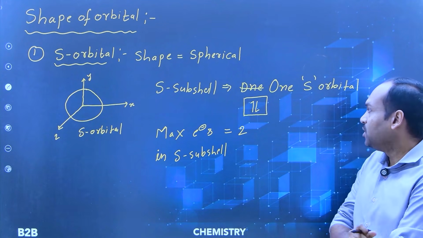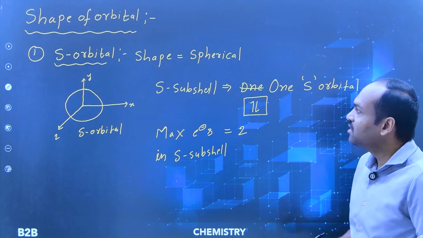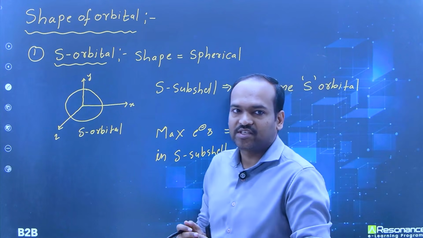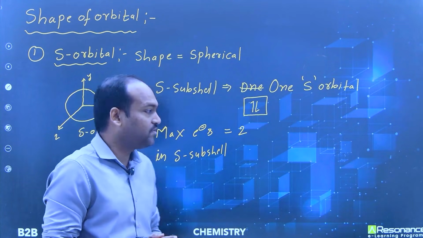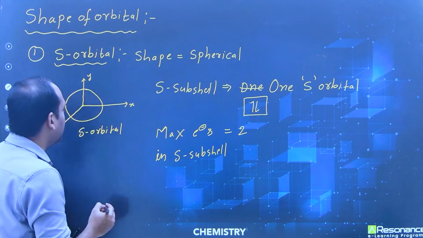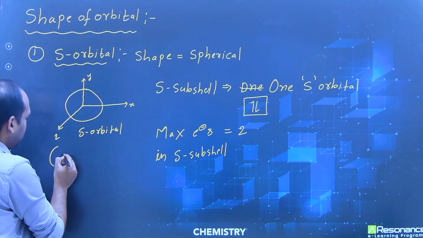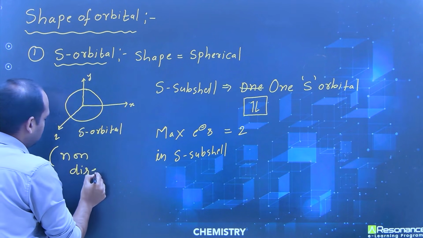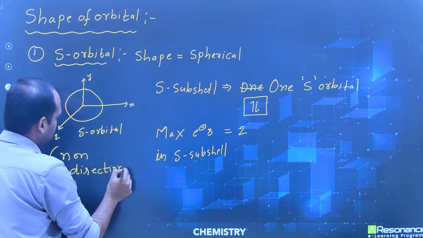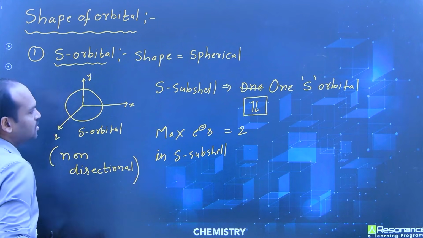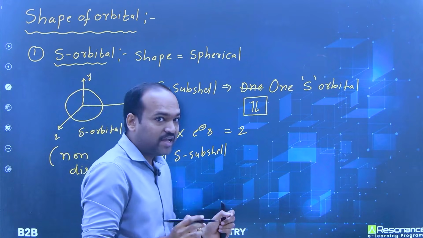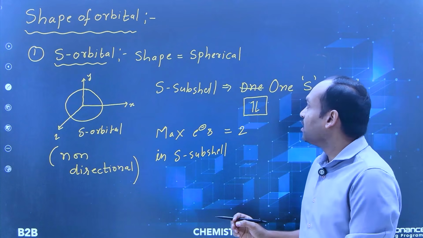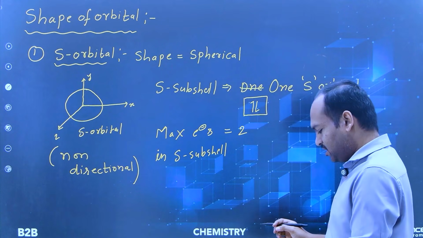Next, is the s orbital directional or non-directional? Because it is spherically symmetrical, you will say that the nature of the s orbital is non-directional. Everything I will relate with the quantum numbers, just wait. So this is our s orbital.